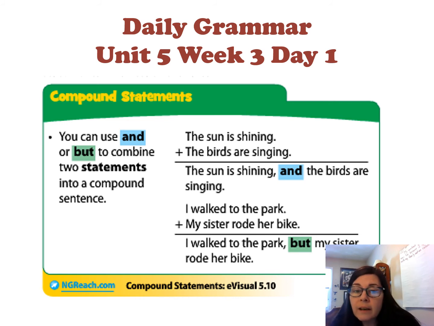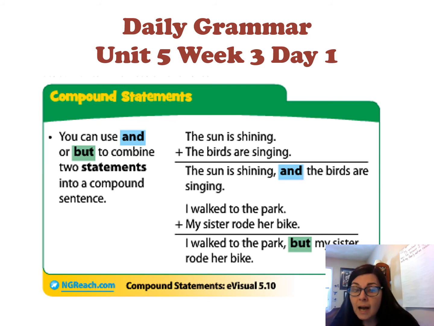So if you can see here, the first sentence is, the sun is shining, the birds are singing. I can put those two little sentences together to make a long sentence that says, the sun is shining and the birds are singing. That's got 1, 2, 3, 4, 5, 6, 7, 8, 9 words. That's a great sentence for a second grader to have 9 words in their sentence. And it sounds nice. The sun is shining and the birds are singing.